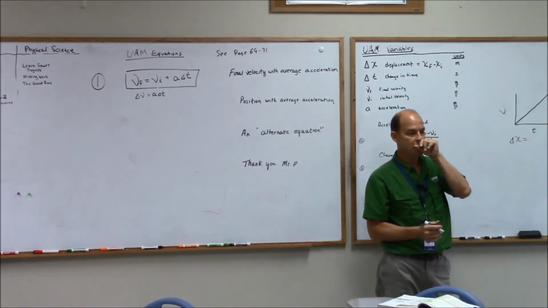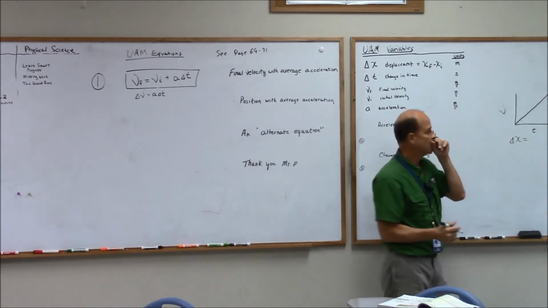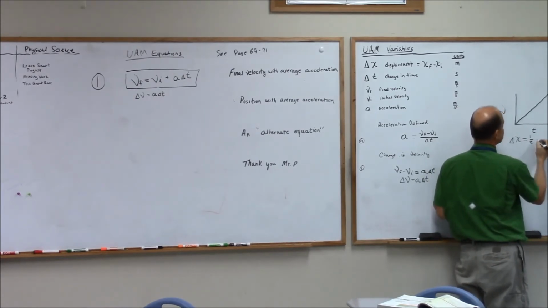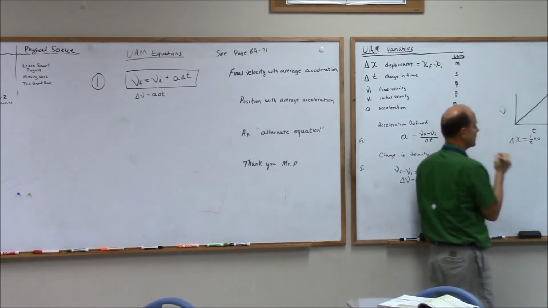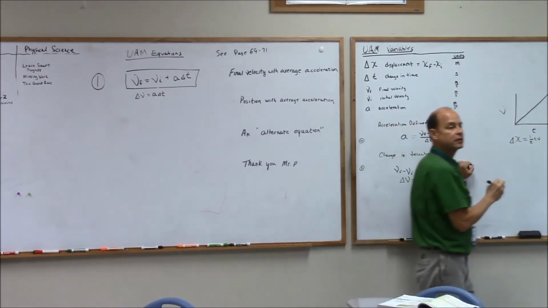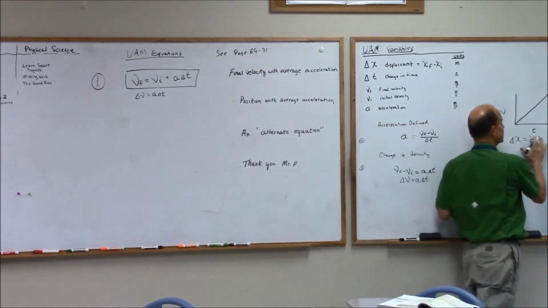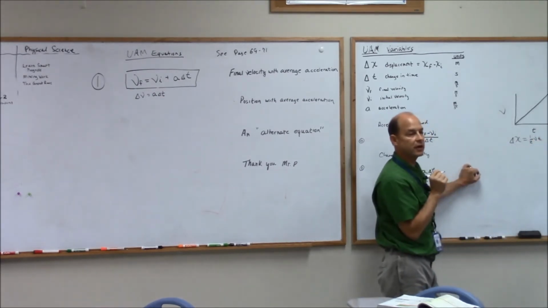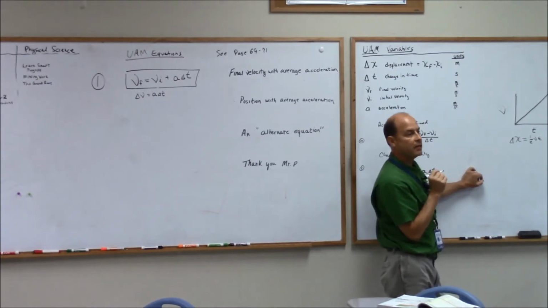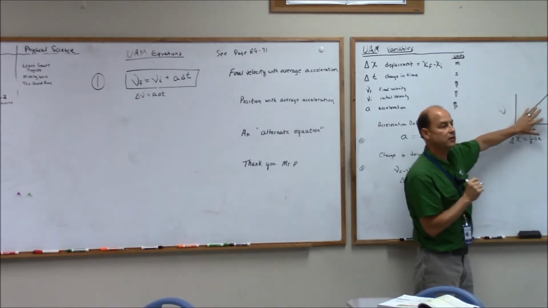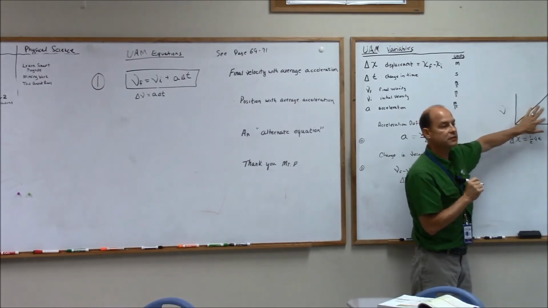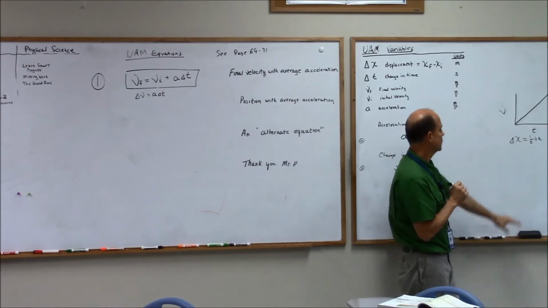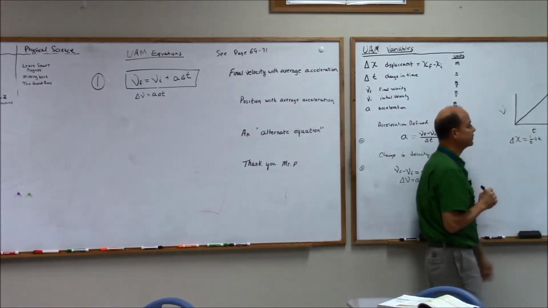Half of base times height, so half of the time times the velocity. Would it matter if I wrote it as VT instead of TV? It doesn't matter, right? And this holds true no matter whether it's a positive slope or a negative slope. It just has to be a constant slope. So delta x equals 1/2 VT.